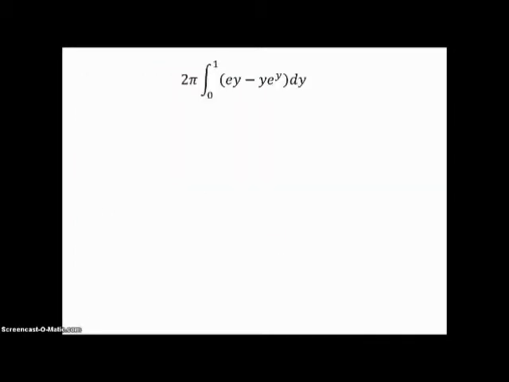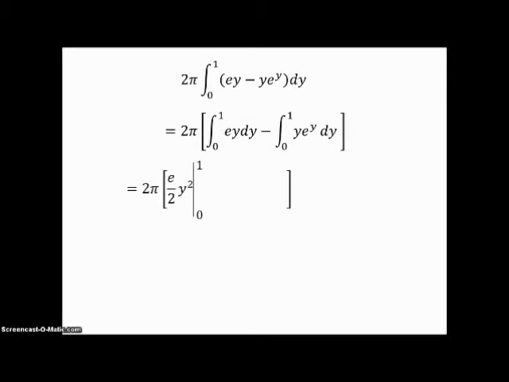Now if we distribute the y, we have something that's integratable but not particularly simple, so let's take a look at that integral. Let's split it into two integrals. The first one is easy to integrate, getting e over 2 y squared from 0 to 1, and the second one is going to need parts because you've got a product there, y times e to the y. So using integration by parts, we let u equal y, which makes du equal to dy. dv then is the rest of the integrand, e to the y dy, and v is e to the y.